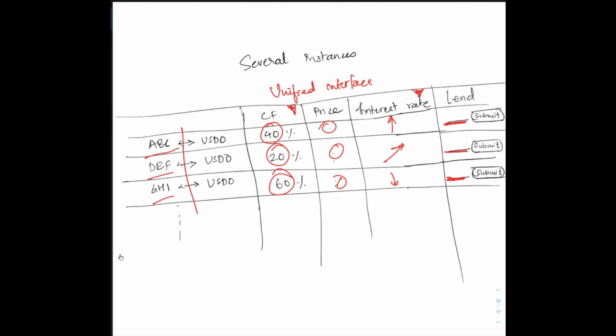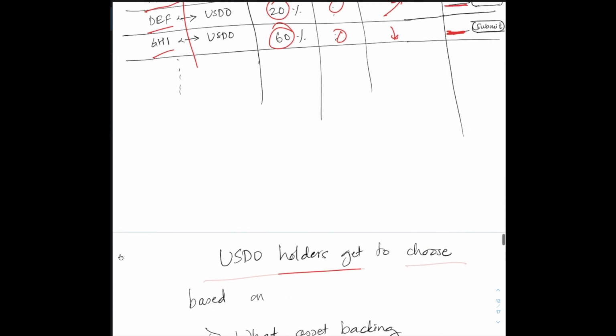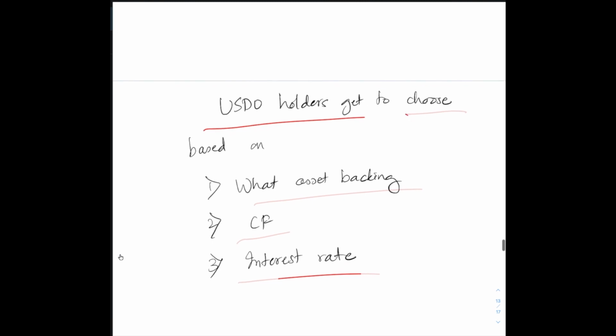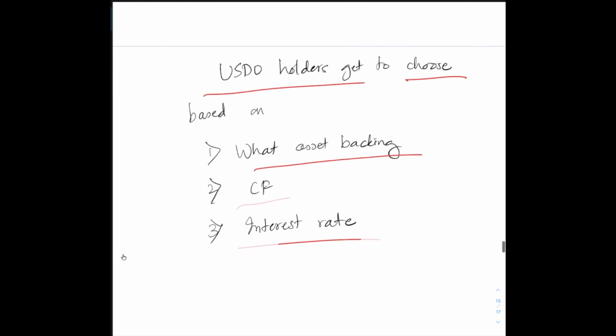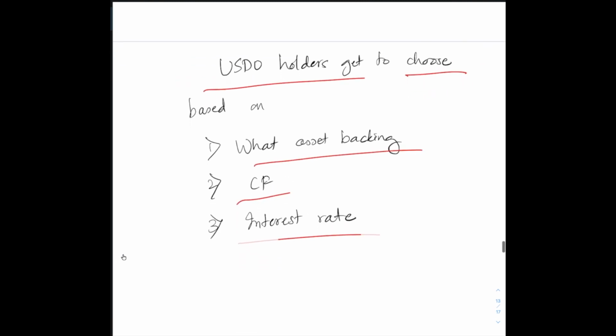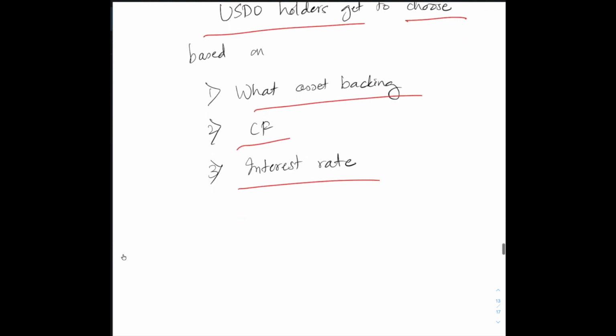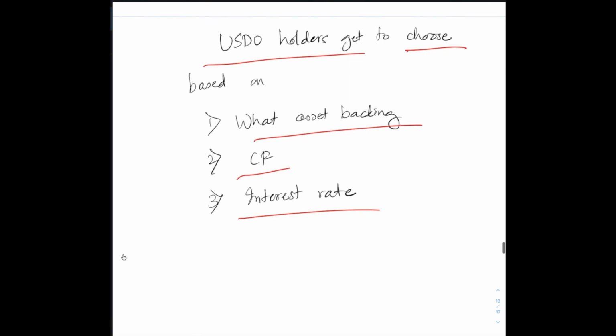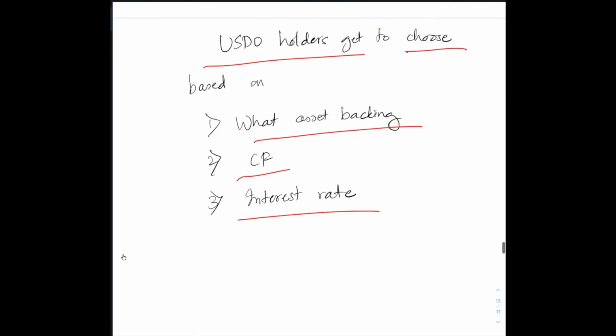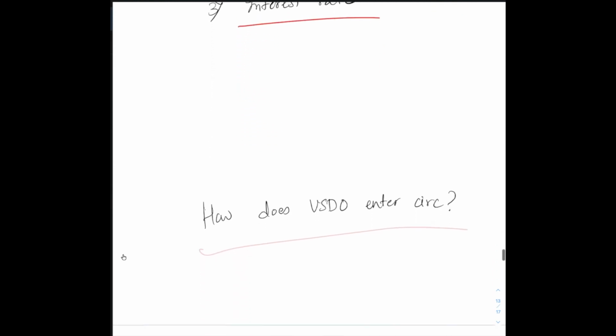There could even be bots which run automated strategies based upon the risk versus reward ratios. Basically the USDO holders get to choose based upon what asset is backing it, what the collateral factor is, and what the interest rate is. So depending upon the risk versus reward, they can deploy. And in a lot of cases these things will be automated because there will be bots running on top of this. So the question becomes, how does USDO enter circulation?